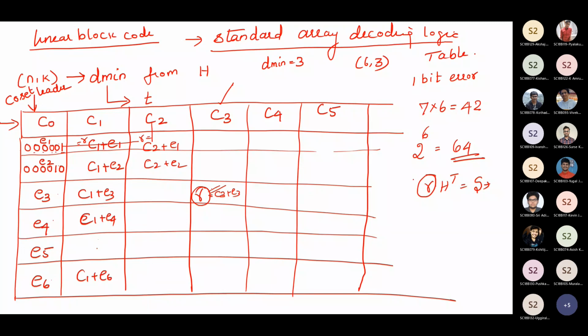One more thing: if the number of elements present in the code word table is equal to 2 power n, then we call it a perfect code. That is, from any received vector we are able to identify the correct code word. Then we call it the perfect code.